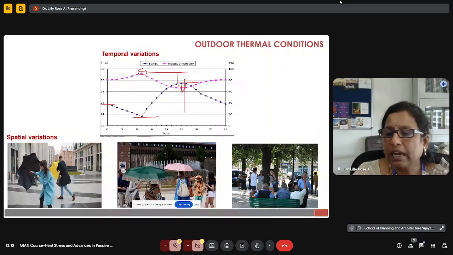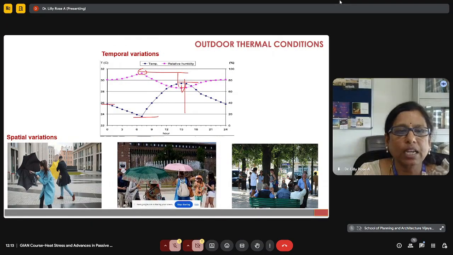Similarly, you, standing under the shade, the comfort condition differs. Standing directly under the sun, the comfort condition differs. So there is a lot of spatial variation in the outdoor condition when compared to indoor. So these temporal and spatial variations create different kinds of thermal perception and thermal sensation in the outdoors.